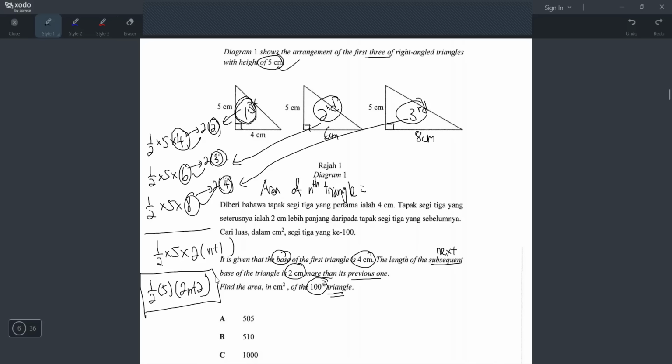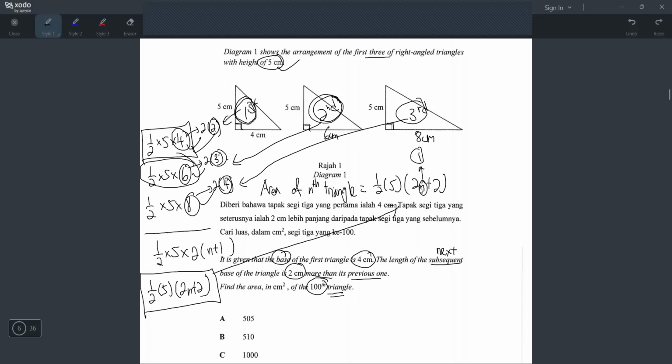This is the formula for the area of the nth triangle: 1 over 2 times 5 times (2n plus 2). And n, you can substitute with whichever triangle you want. If you substitute n with 1, you will get the area of the first triangle, which is 1 over 2 times 5 times 4, because 1 times 2 is 2, 2 plus 2 is 4. If n is 2, it will be 2 times 2 plus 2, which is 6. So you will get this.